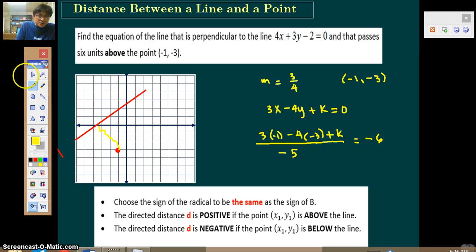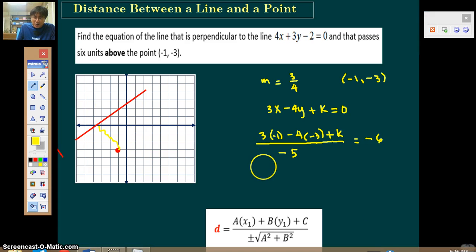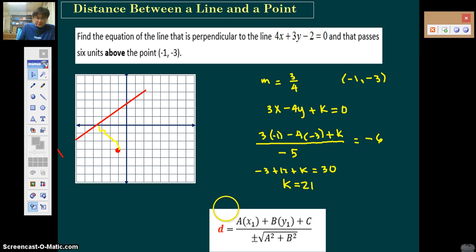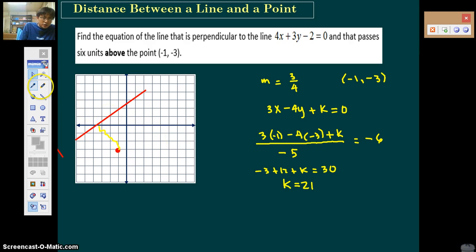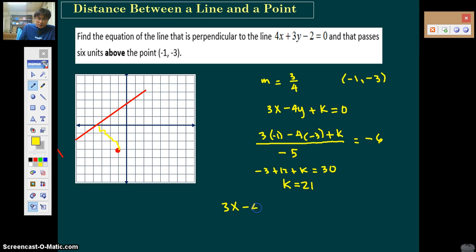Then all we need to do again is to solve for our k. So that will be negative 3 plus 12 plus k is equal to 30. So we have 9 here plus k is 30. Therefore, k is 30 minus 9, or 21. Therefore, the equation of the line that we're looking for is 3x minus 4y plus 21 equals 0, passing 6 units above the given point.